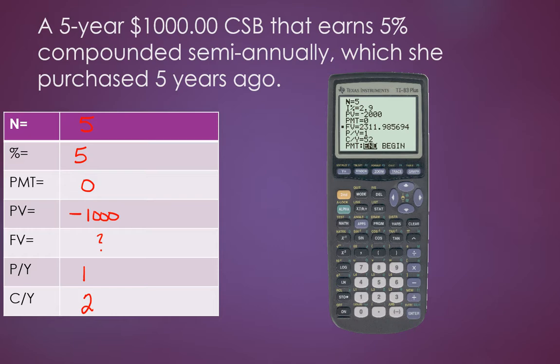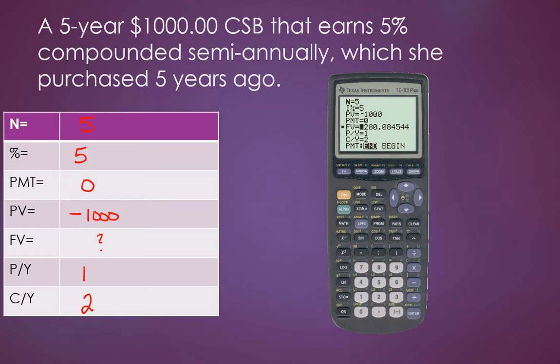So I've got 5 years already. Interest is also 5. Negative 1,000 for PV. Payment is nothing. Future value we'll figure out in a minute. Compounding is 2. Go back up, put my cursor over FV, alpha, enter to solve.